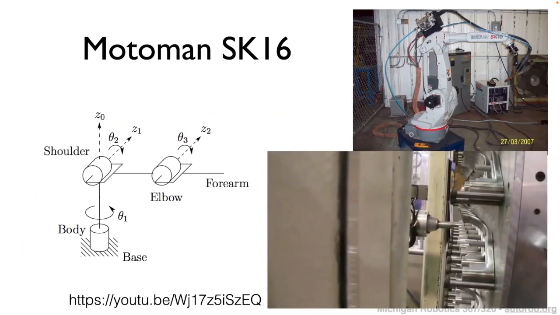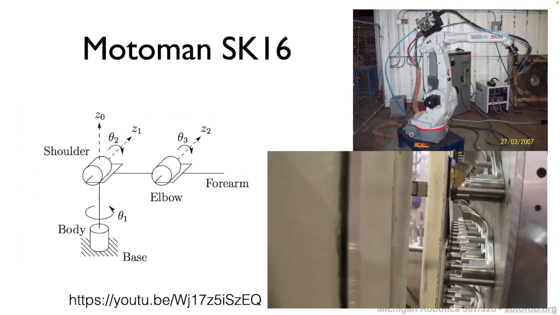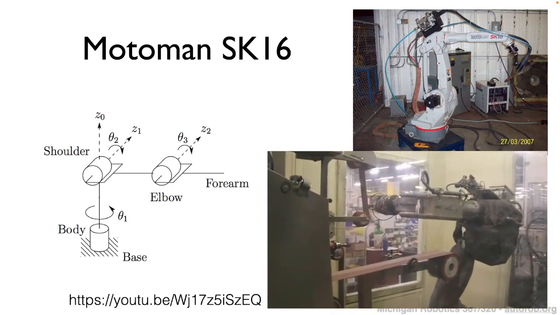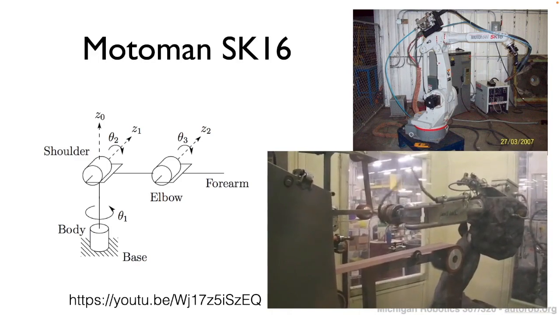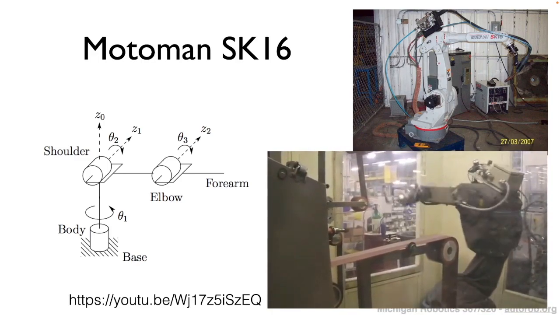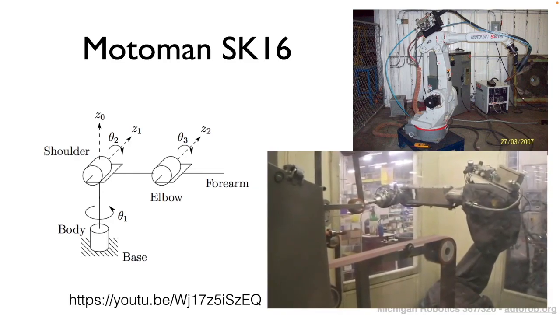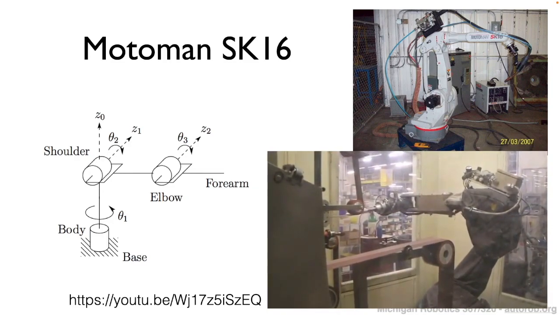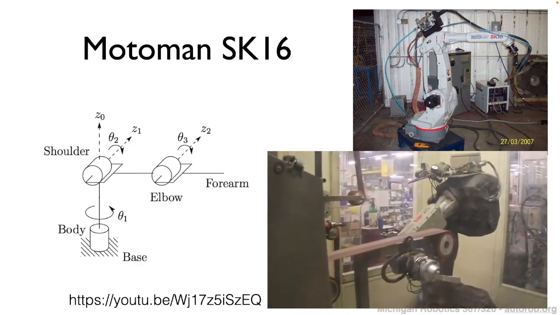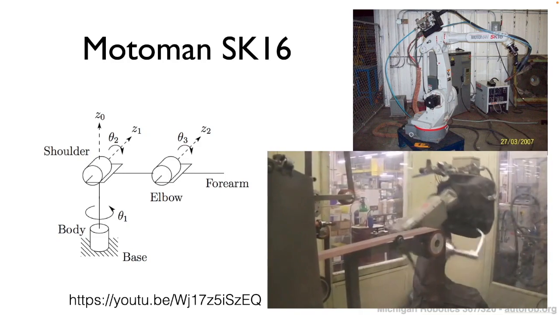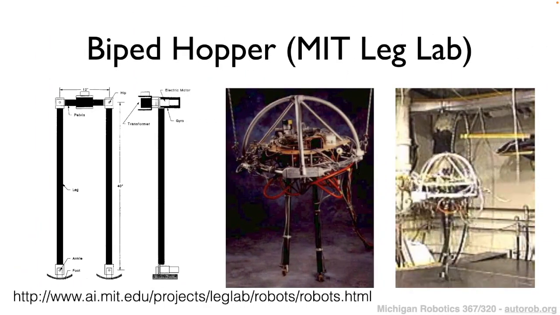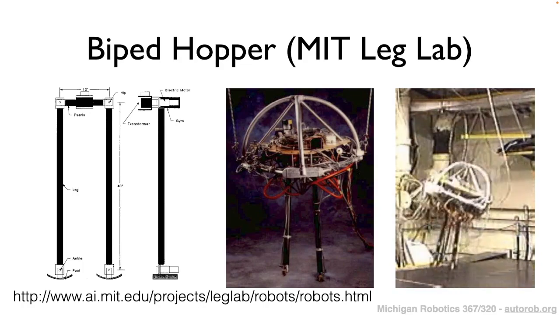Similarly, another robot following a serial chain structure is the Monoman robot, shown in this video clip, which has three revolute joints allowing it to move within its configuration space, as well as an end effector that allows it to perform a series of manipulation tasks within its environment. Also following this serial chain structure would be some example bipedal robots.